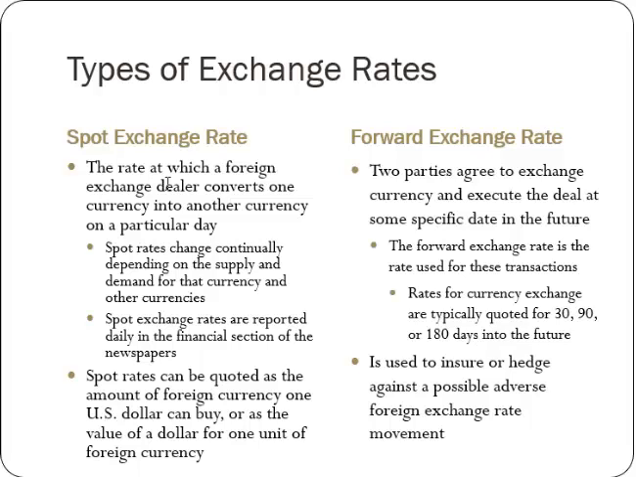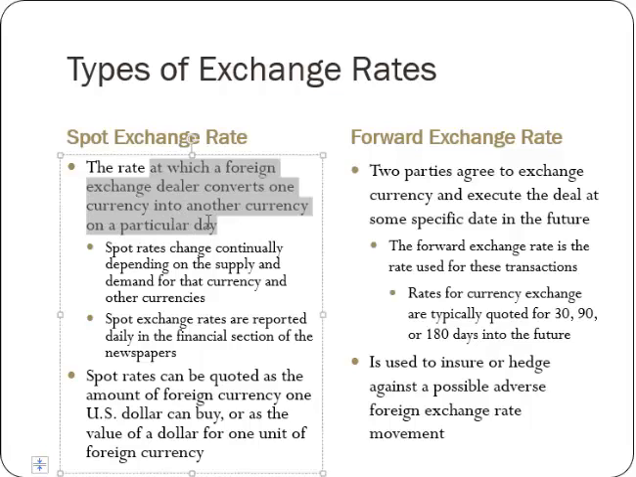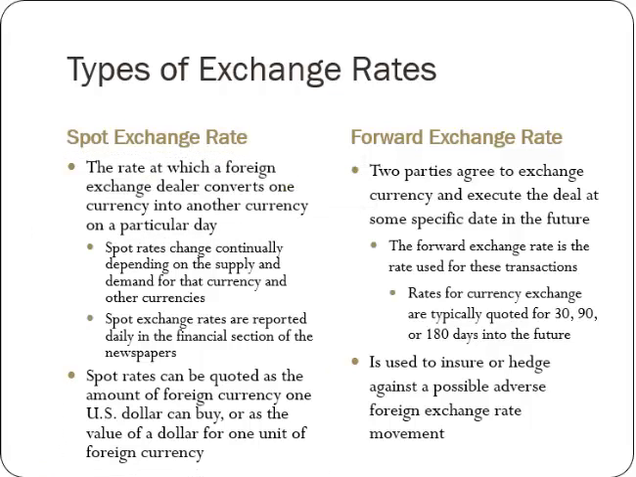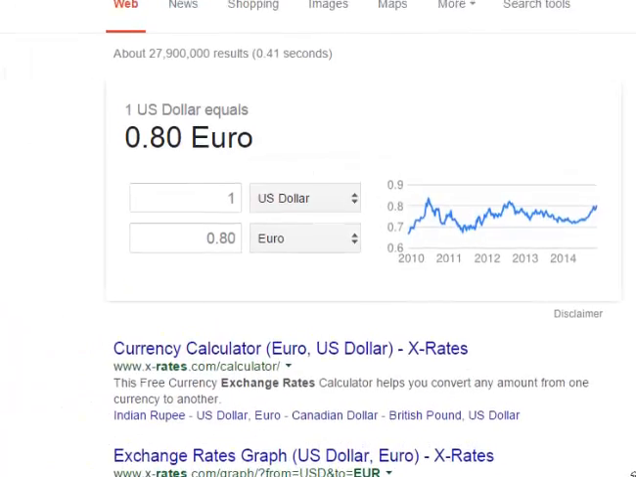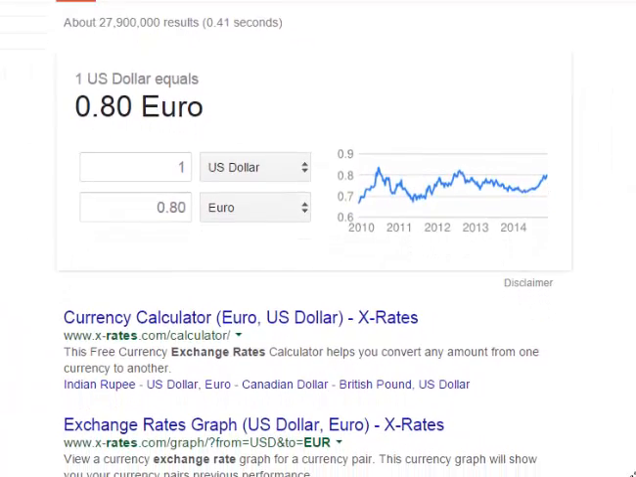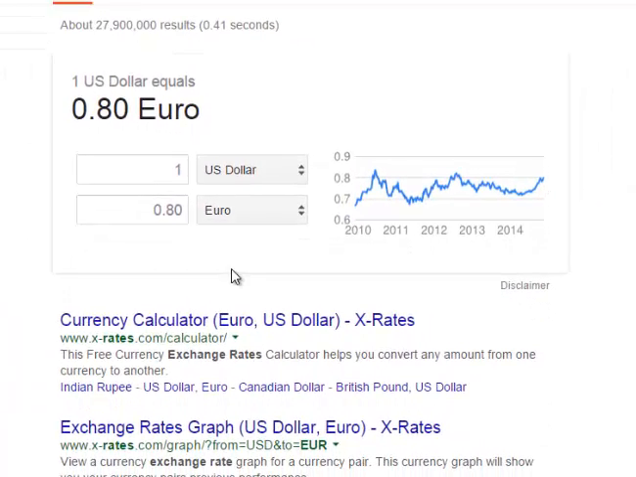Spot exchange means you convert it right away. This is the rate at which the foreign exchange dealer converts on a particular day, and this can go up, this can go down. If you go online, for example, I'm looking as of today, right now, $1 US is 0.80 euro. If I come back tomorrow, you can see the chart over here. Right now, the dollar seems to have been doing pretty well recently against the euro. You see it's gone up from earlier in the year. It was much lower against the euro. Tomorrow, it might be something different.